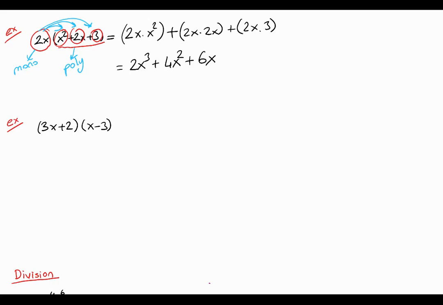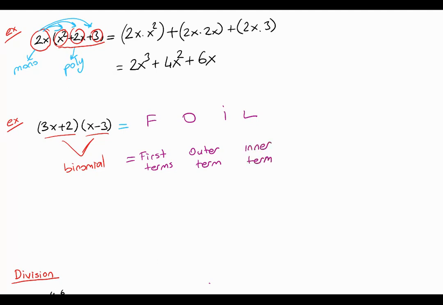Okay, next example, I have two binomials. Binomial means two terms. So I will distribute two terms to the other two terms. For doing that, we will use a special FOIL operation. What does FOIL mean? F for first terms, O for outer terms, I for inner terms, L for last terms.